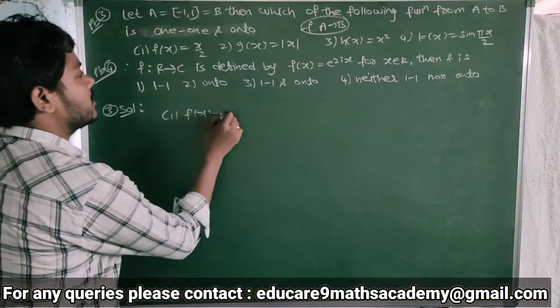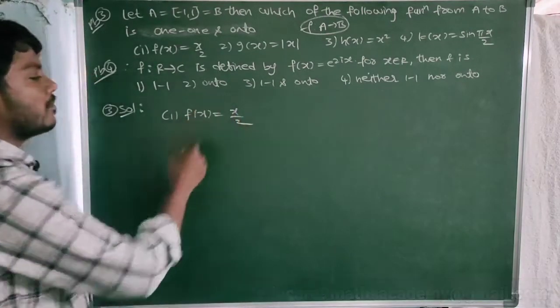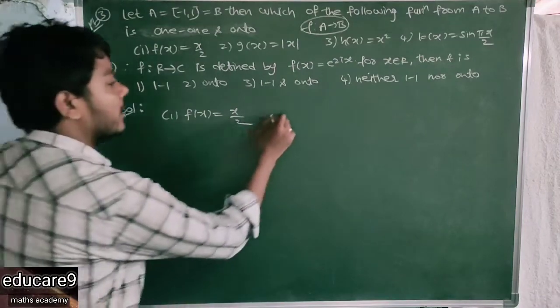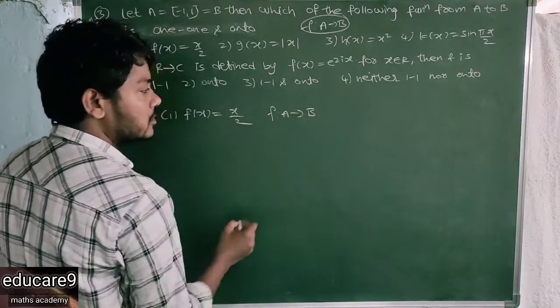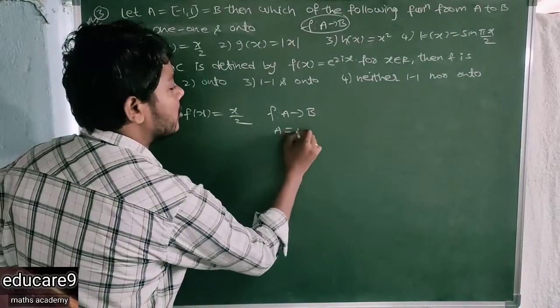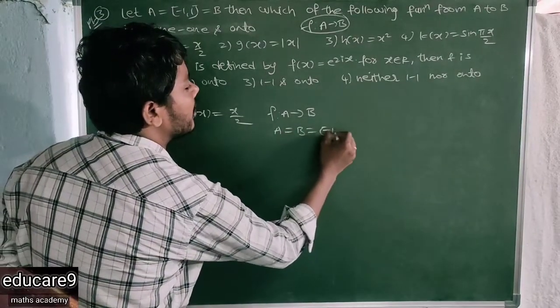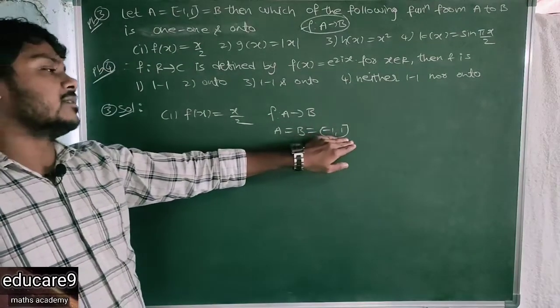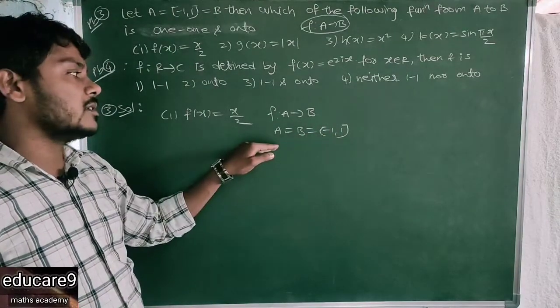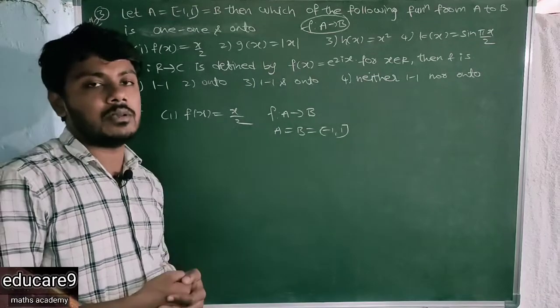f of x is equal to x by 2. And here f from A to B, so that is A is equal to B is equal to the closed interval minus 1 to 1. See here, x values are minus 1 to 1. Those are domain values, and the codomain values are also the same.